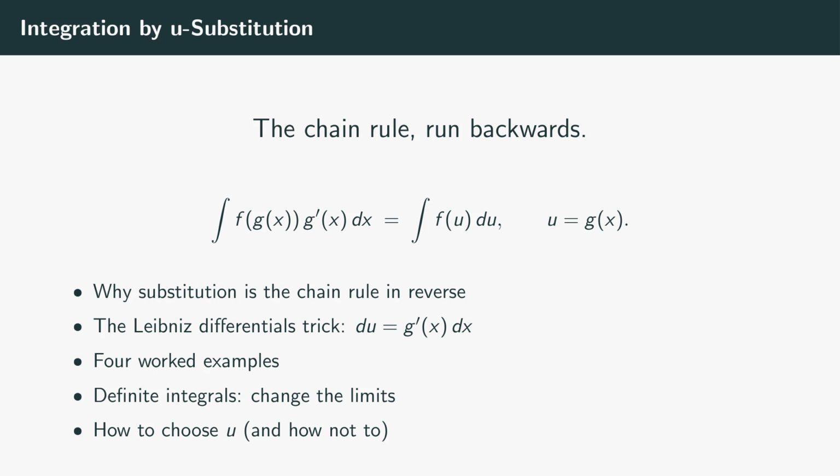Derive the method from the chain rule, so you see exactly where it comes from. Show why the Leibniz differentials trick, that thing where you write du equals g prime of x dx and it looks suspiciously like cancellation, is actually a theorem, not a fudge. Work 4 examples. Handle definite integrals which have one extra wrinkle. And finish with a short guide to choosing u when nobody is telling you what to pick.